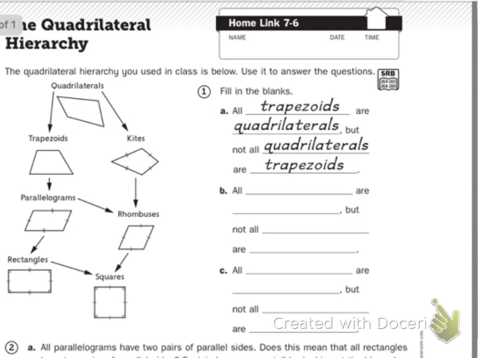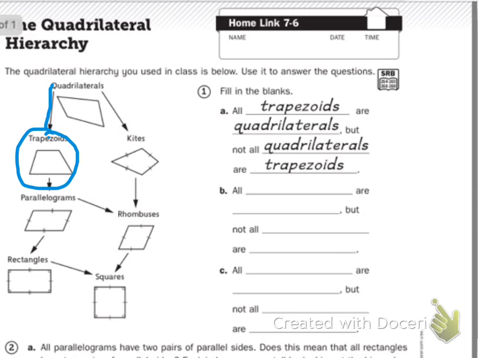The quadrilateral hierarchy. The quadrilateral hierarchy you used in class is shown below. Use it to answer the questions. Fill in the blanks. It says all trapezoids are quadrilaterals. We look at the arrow, and it points from quadrilaterals down to trapezoids. But not all quadrilaterals are trapezoids, because a kite cannot be a trapezoid.